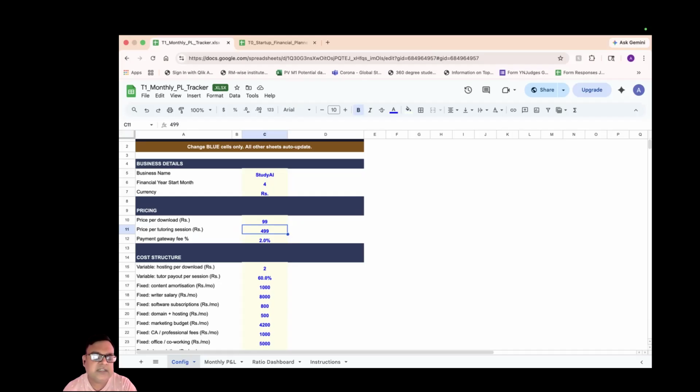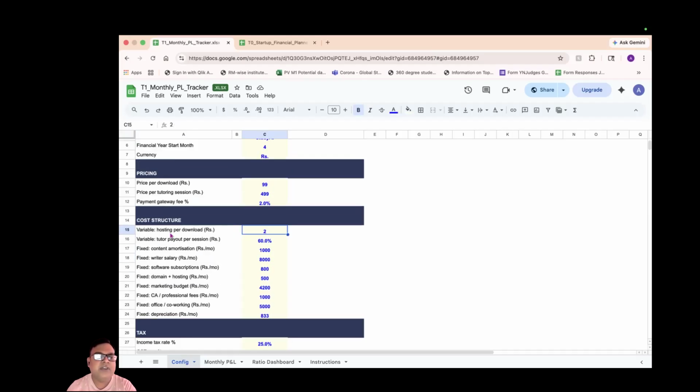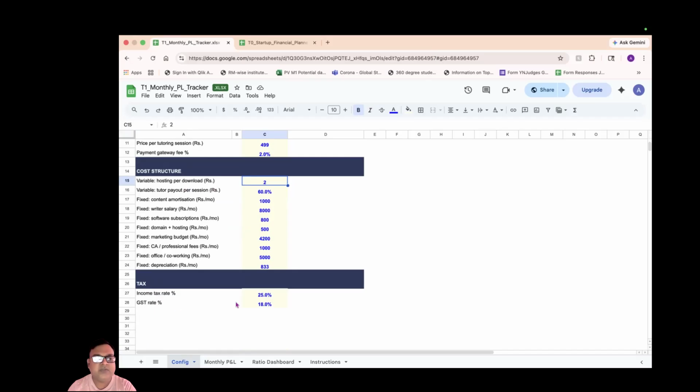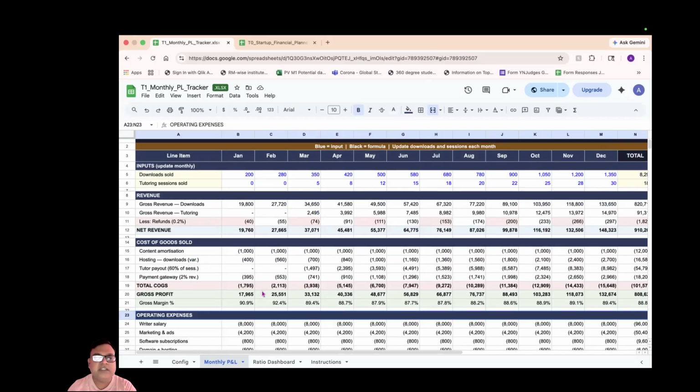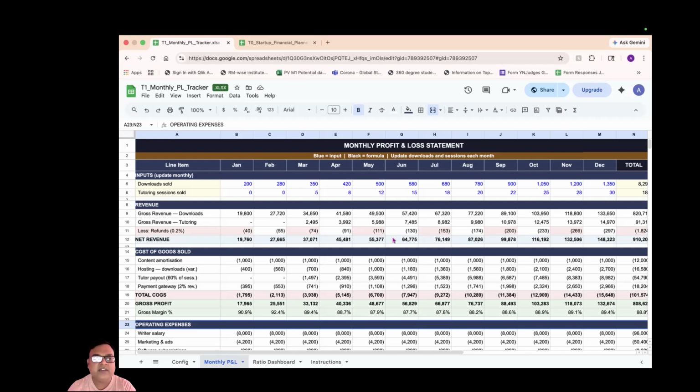It's as simple as that. Okay, so in a month you can have as many tutoring sessions. Payment gateway, as usual, we mentioned 2%. Then there's a cost structure. Okay, variable hosting 2%. So you can actually see all these things, and then towards the end you have the taxes. Okay, coming to the monthly P&L, this is how the monthly P&L looks like, right?